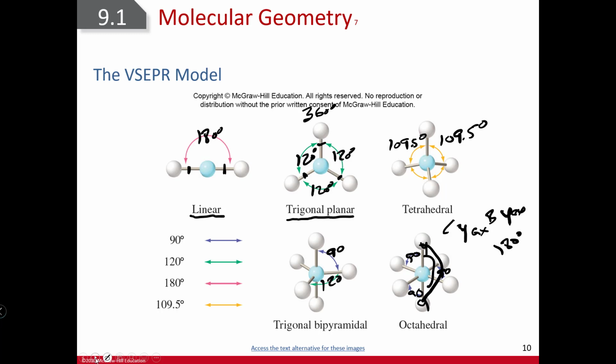All right, so notice all of these. This would be AX2 for both the electron domain and molecular geometry. This one would be AX3. This one would be AX4. This one would be AX5. And then the last one here would be AX6. So when they're all bonding, all you're going to have is A, and then the number of bonding groups coming off the central atom.